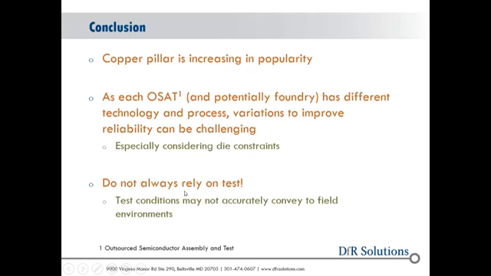So in conclusion, copper pillar is increasing in popularity. The challenge is each OSAT and potentially foundry has different technologies and processes, and these variations can be challenging in terms of predicting and mitigating reliability and risk. The key thing to be aware of is don't always rely on test. Please do not always rely on test.